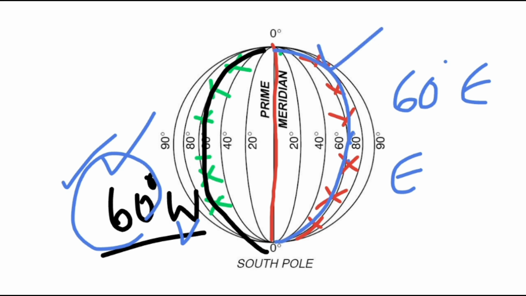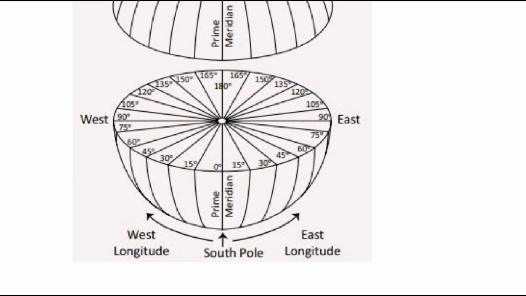Then this particular blue color one will be the 60 degree east meridian of longitude. I will take two more examples for understanding. Okay, so this is the prime meridian. I am just marking the prime meridian, and marking the center. We are just connecting the prime meridian with the center.